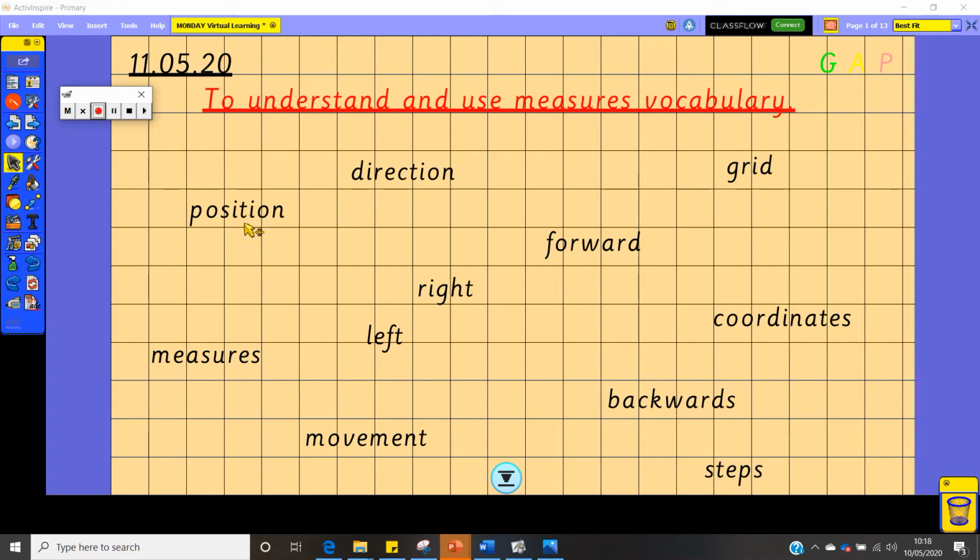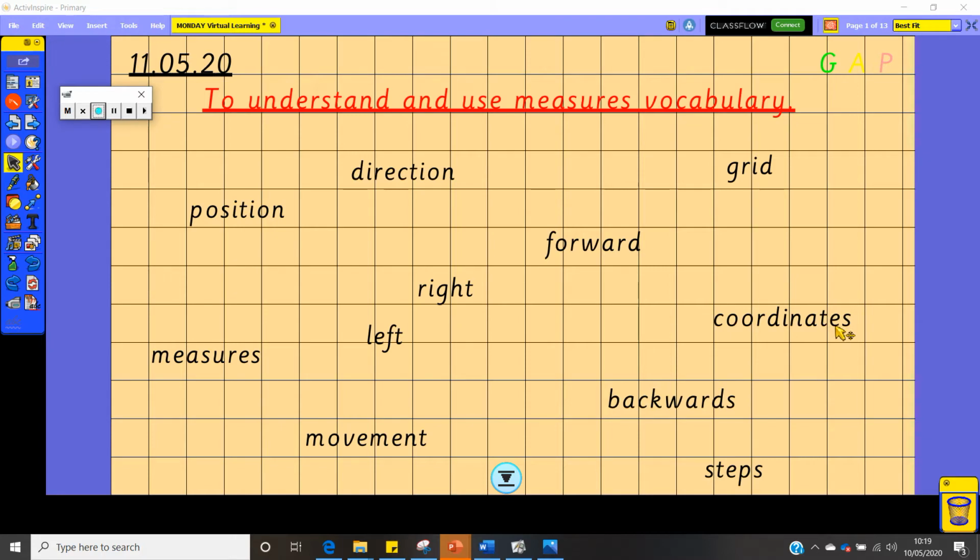So position means the position on a grid, and we're going to be using that word today. Direction we've used before. Direction uses these words here: left, right, backwards and forwards. So we can tell someone to move in a certain direction, and by doing that we can tell them how many steps they need to move. Now, in order to tell somebody their direction, using left, right, forward and backwards, we might need a grid to help us to do that. And all of these words we're going to be using today.